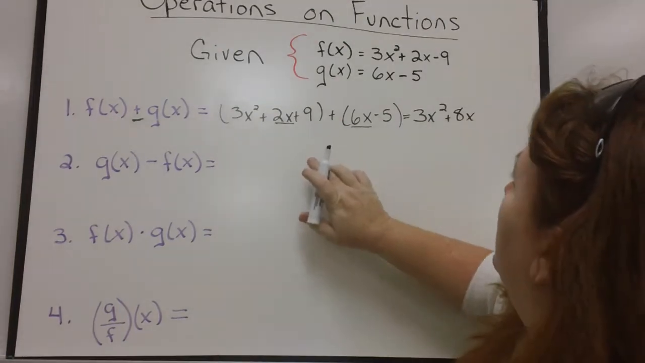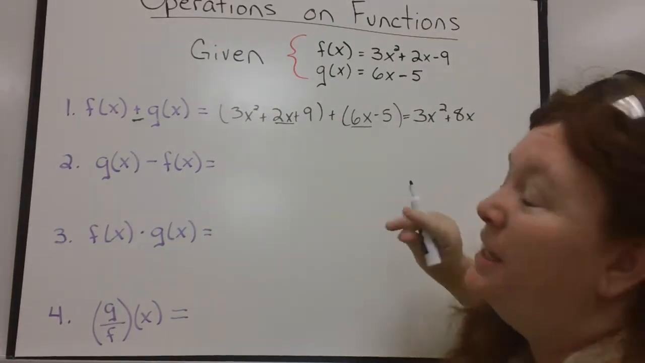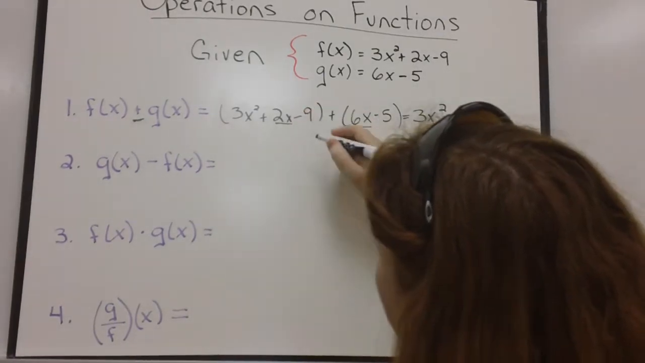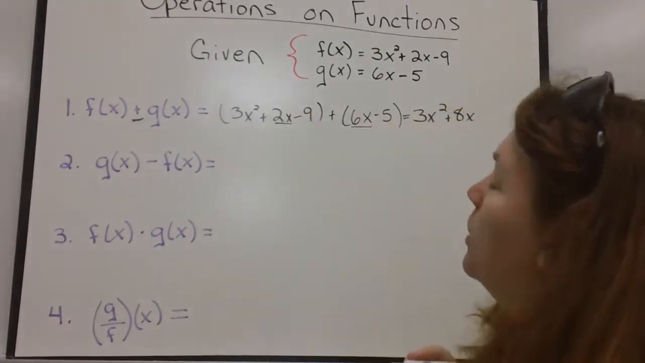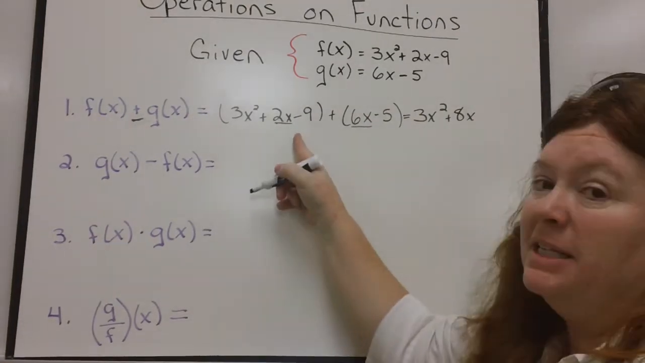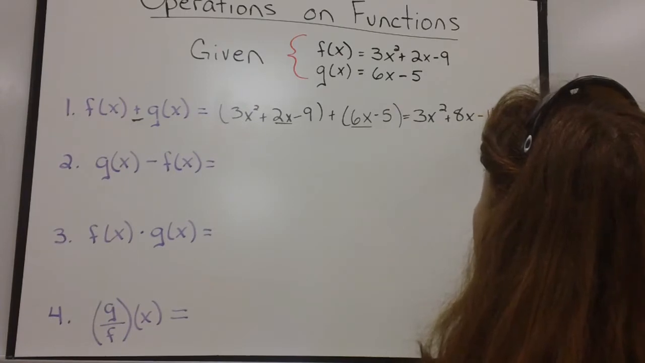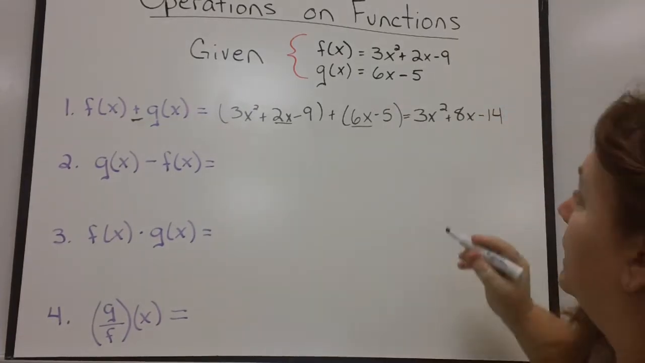And finally, you didn't catch me. This was not a plus 9, it was a minus 9. So let's fix that real quick. We caught it in time. Minus 9 plus a minus 5 is a minus 14. And there's my answer.